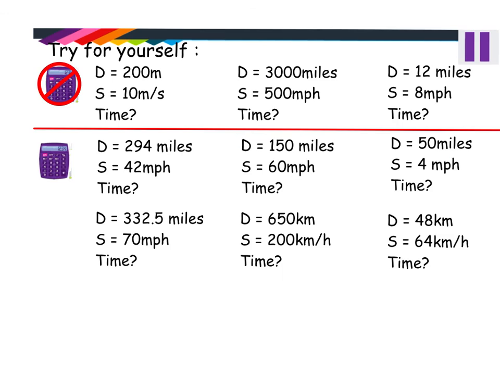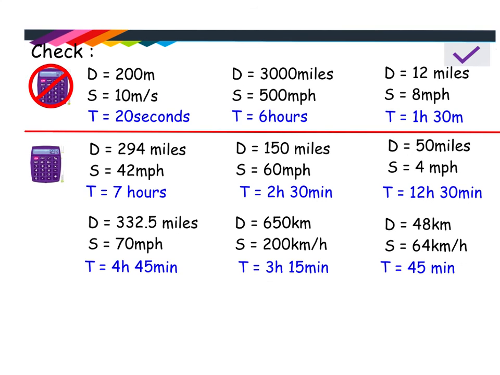Hopefully you followed those examples. This is a point where you would pause the video and try some questions for yourself. For each one, we're just using the same formula. I've given the first 3 to try without a calculator if you can, and then for the last 6, definitely use a calculator. And remember, for each answer, once you get your decimal, we want your answer in hours and minutes. And then here are your answers, all written in hours and minutes. Thank you very much.